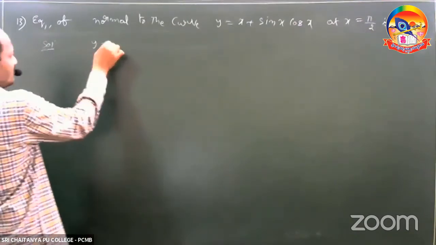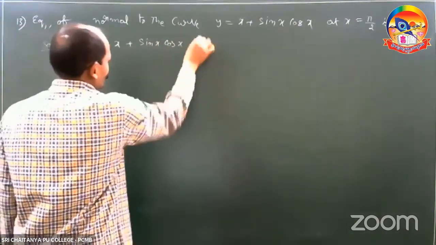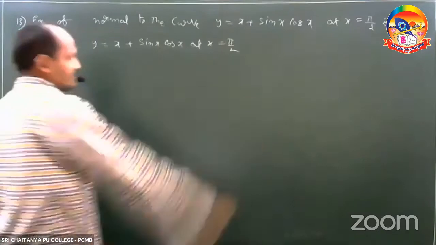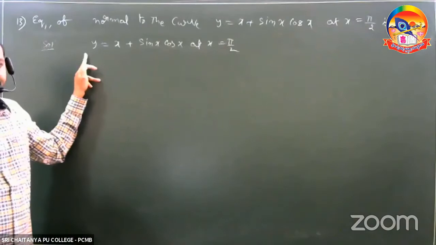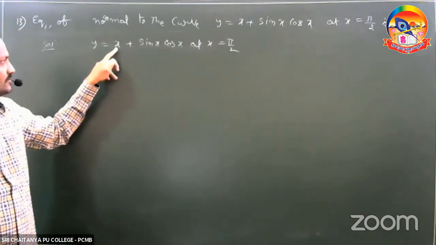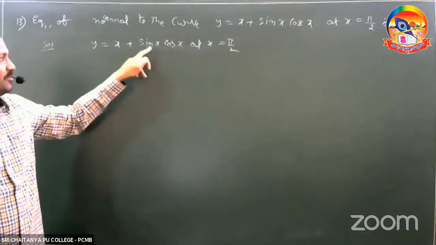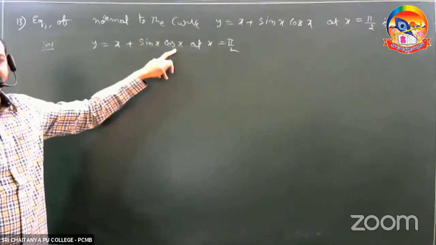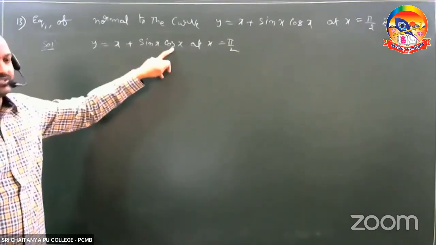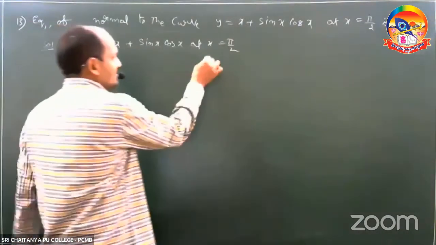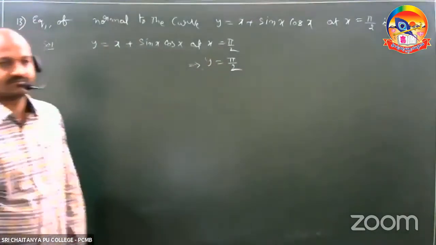Here, given a curve y is equal to x plus sin x cos x at x is equal to pi by 2. If x is equal to pi by 2, what about the y value? y is equal to pi by 2 plus sin pi by 2 into cos pi by 2. Sin pi by 2 is 1, cos pi by 2 is 0. So it is pi by 2 plus 1 into 0. It is pi by 2. So if x is pi by 2, then we get y also pi by 2.